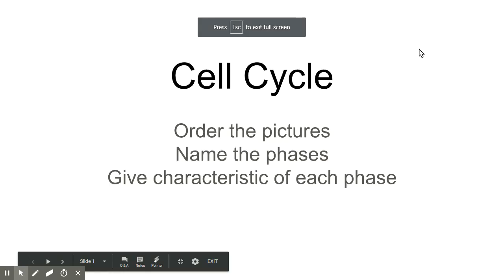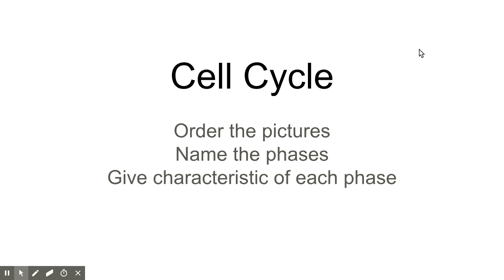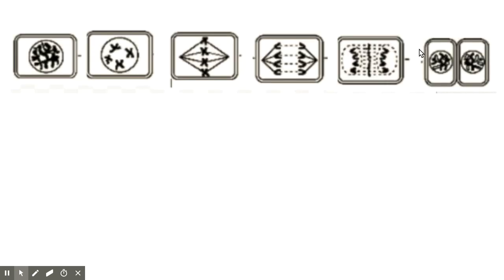Okay, so I'm going to take you through our cell cycle standard, and to be proficient, you need to interpret a model and decipher that model. So looking at pictures of different stages of the cell cycle, you need to be able to put them in order. You need to name those phases and give characteristics of each phase, at least one characteristic of each phase. So let's get started. These are basic pictures we're looking at.